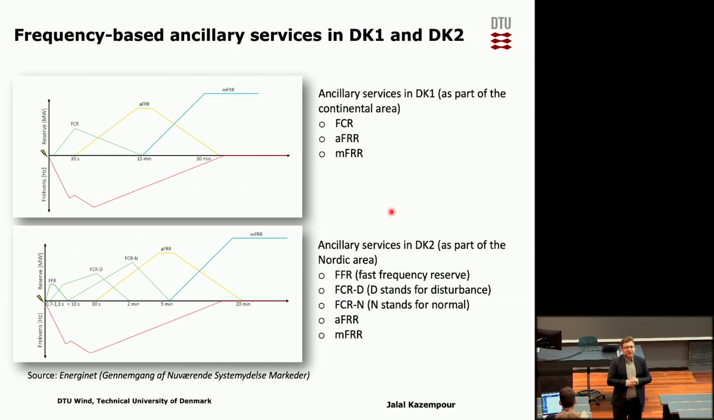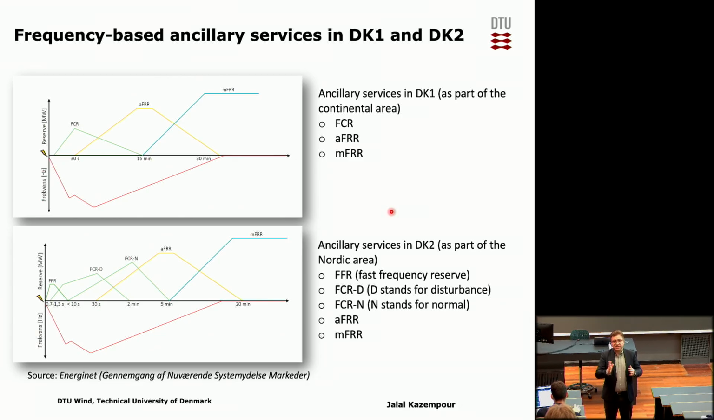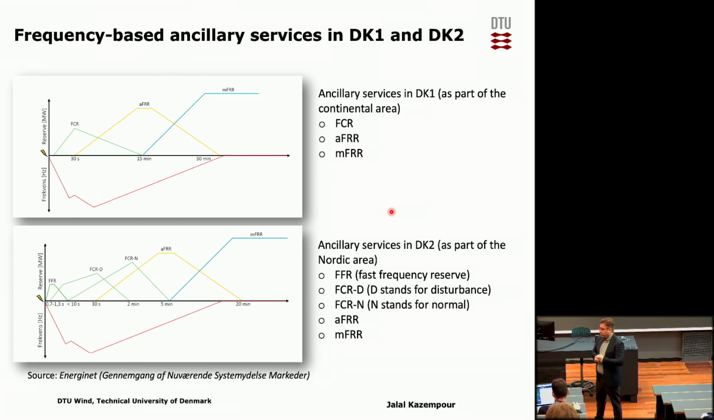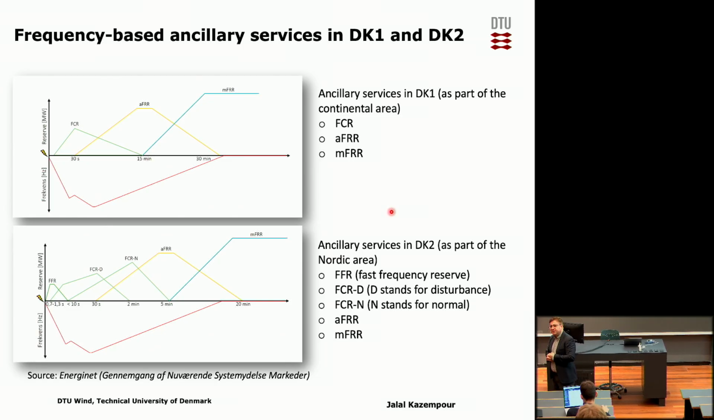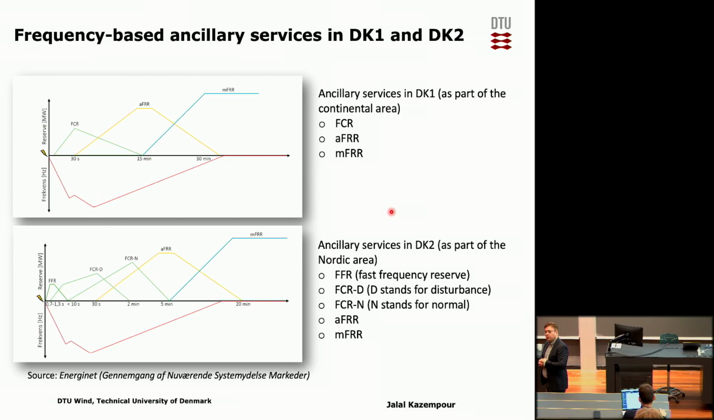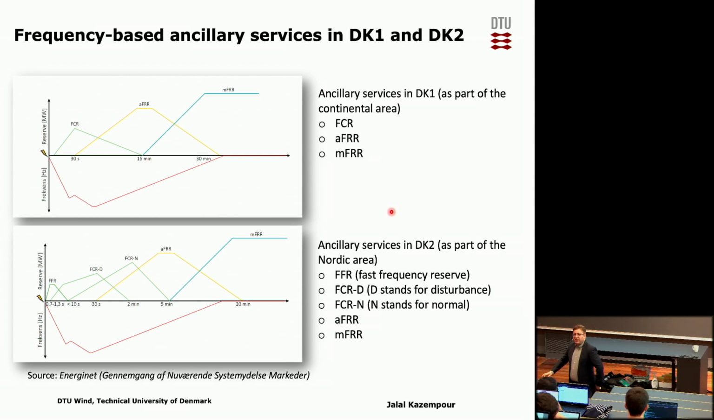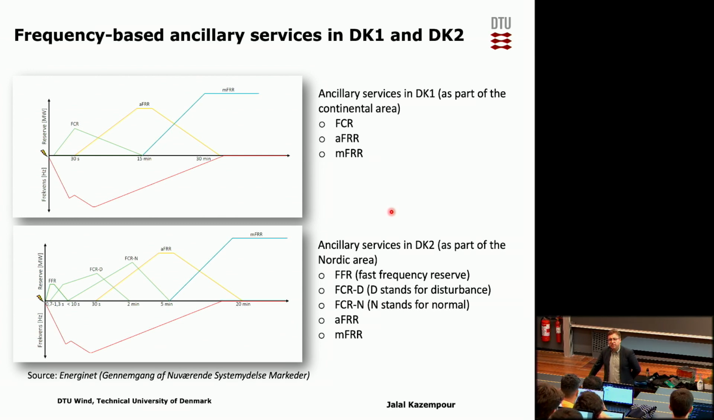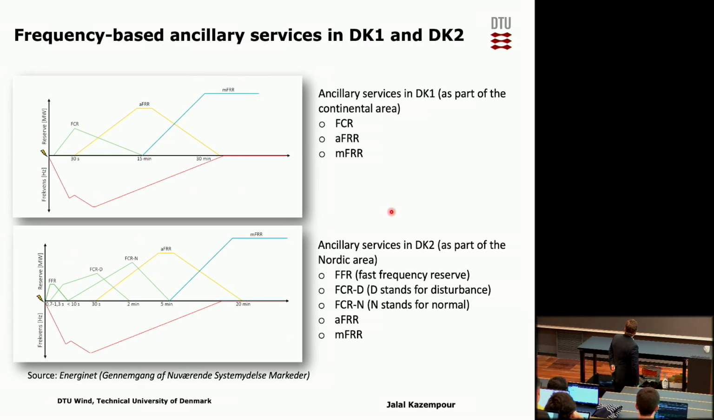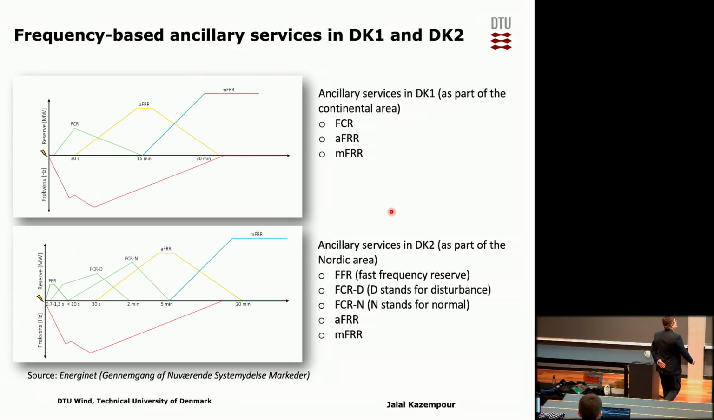If you remember FCR-D, we have two: FCR-D up and down. FCR-D down is activated when frequency is above 50.1, I hope I remember correctly. And FCR-D up is activated if frequency goes below 49.9. And in a normal situation, when frequency is between 49.9 and 50.1 hertz, we can say that the system is in a normal state and only FCR-N is activated. Also, we have aFRR and mFRR.